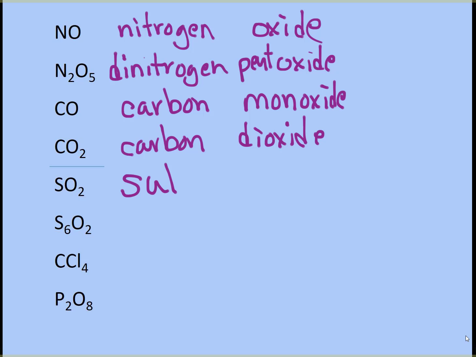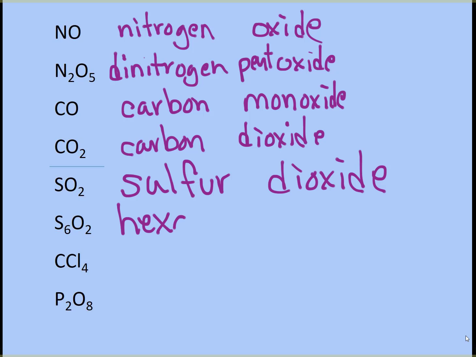So this first one is sulfur and then dioxide. I just use the prefixes to say how much I have. So this one would be hexa, sulfur, and it's dioxide.